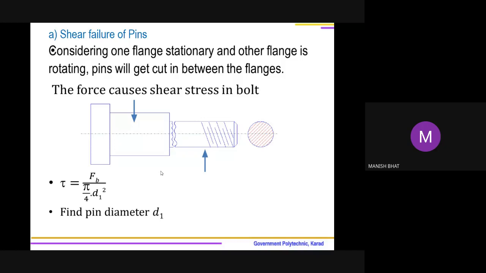So we find that this D1 cylindrical portion is inside one flange and the remaining portion is inside another flange. It may happen that one of the flanges is stationary, or unable to rotate due to a very huge load, while the other flange is receiving drive. So what will happen? The bolt will be cut like this. So it is failure of the pin by shear.